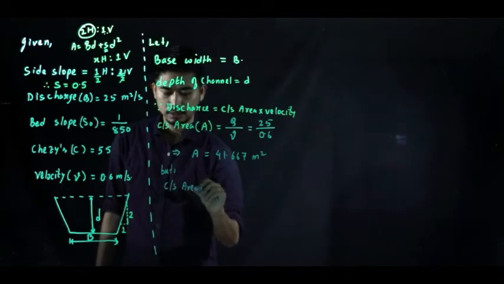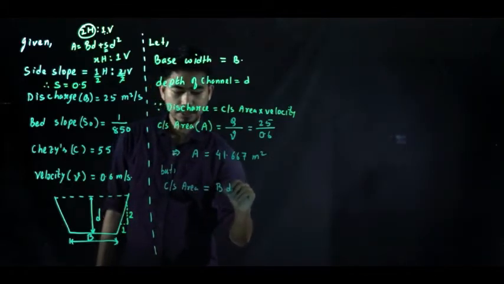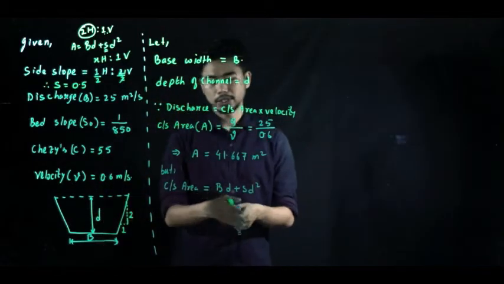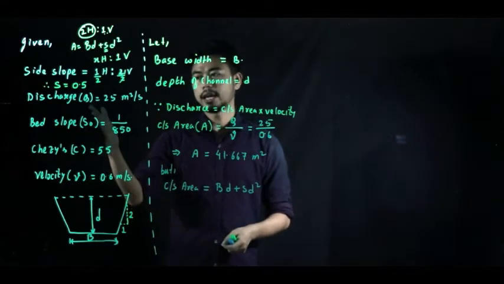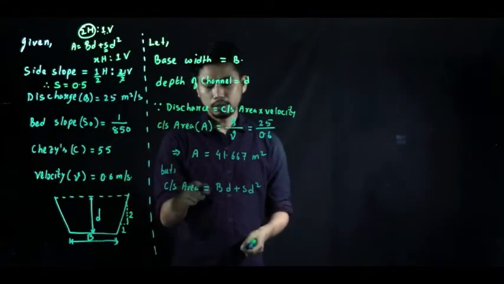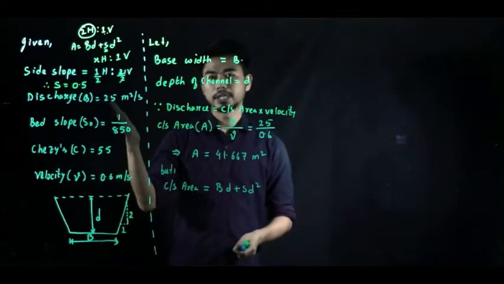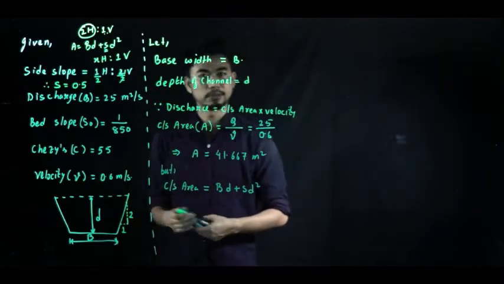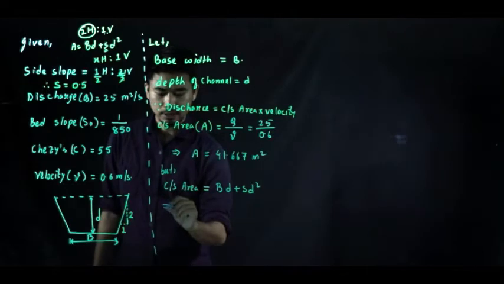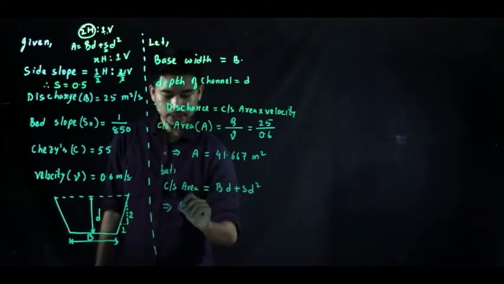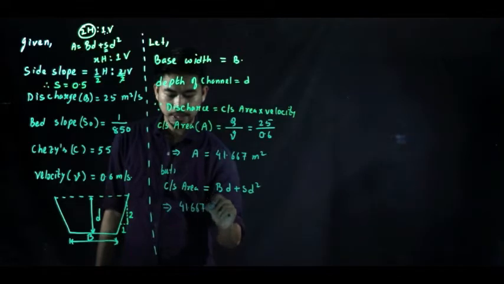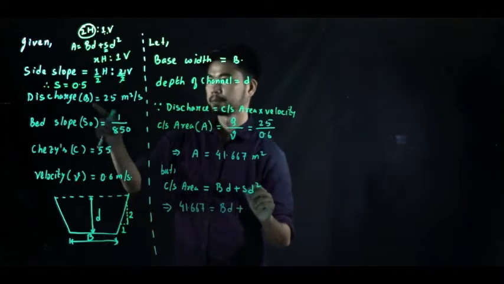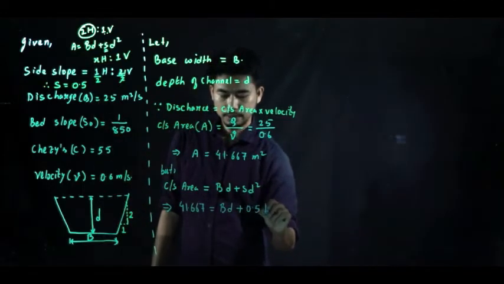Okay, so we have got the cross-sectional area as 41.667, but cross-sectional area is equal to, we know, BD plus SD square, isn't it? Since it is a trapezoidal channel, cross-sectional area is BD plus SD square. If the question would have been in terms of a rectangular, then what would you have written? Cross-sectional area equal to BD. If the question is based on a triangular, then what would you have written? Cross-sectional area equal to SD square. So the step will still remain the same as I have already told you earlier. So this will imply 41.667 will be equal to B, D also we do not know, plus S we know, it is 0.5, so 0.5 D square.